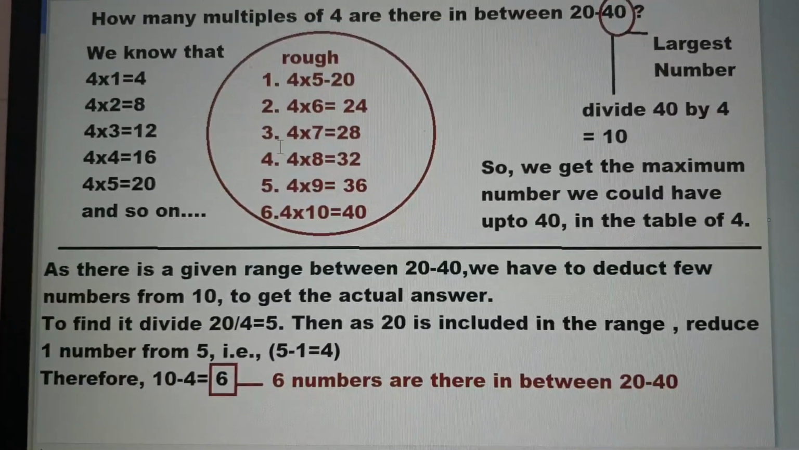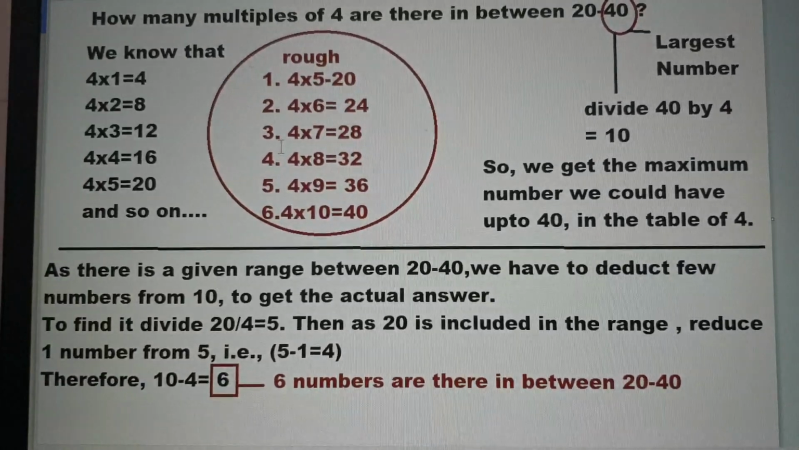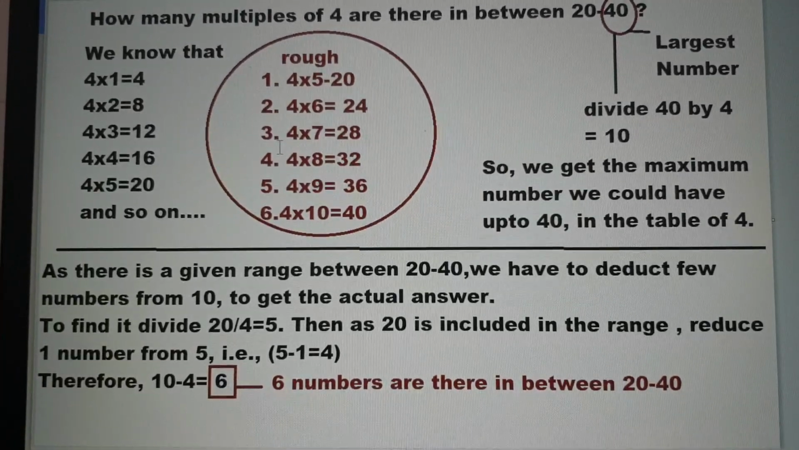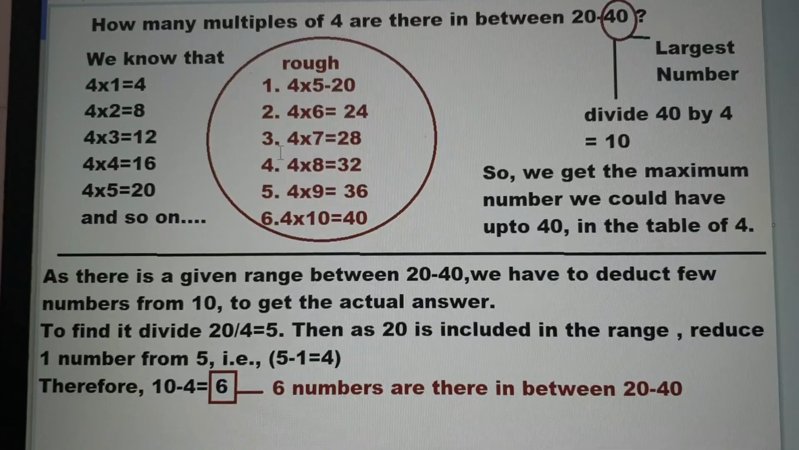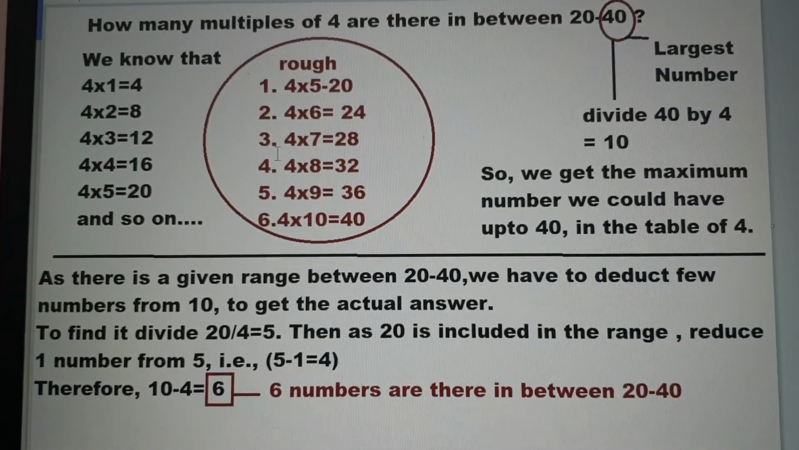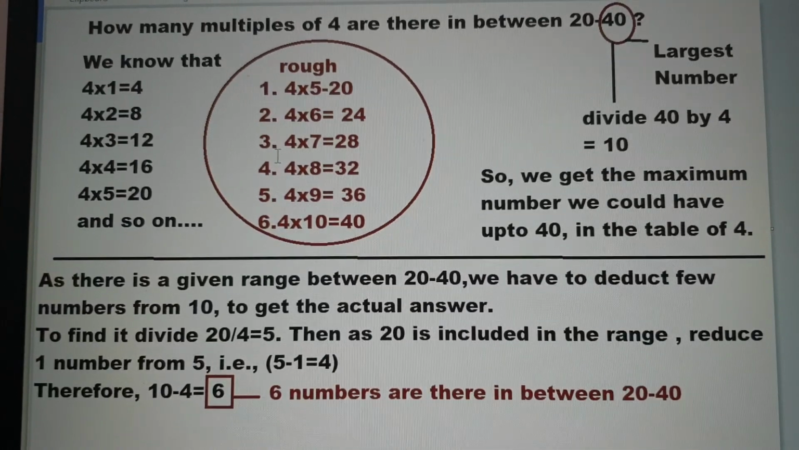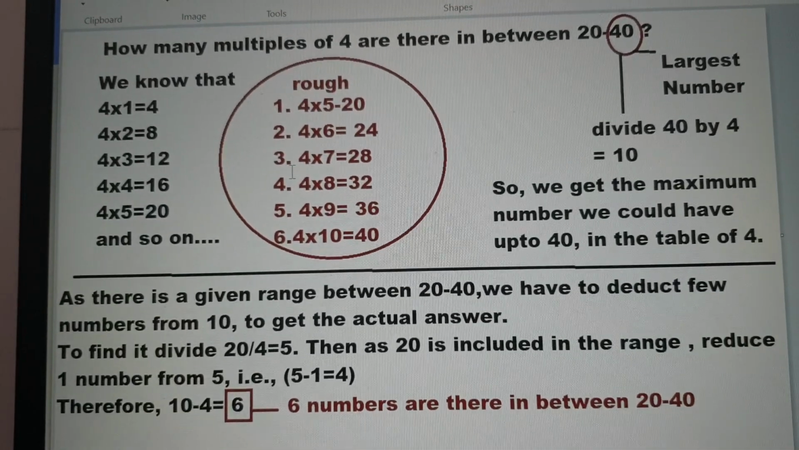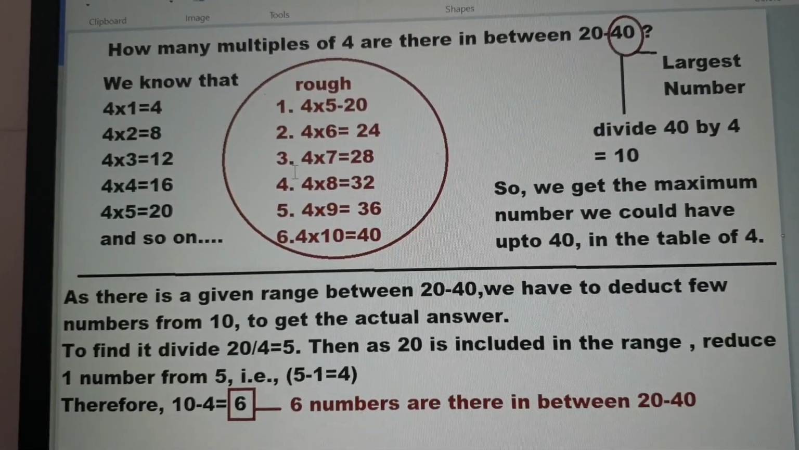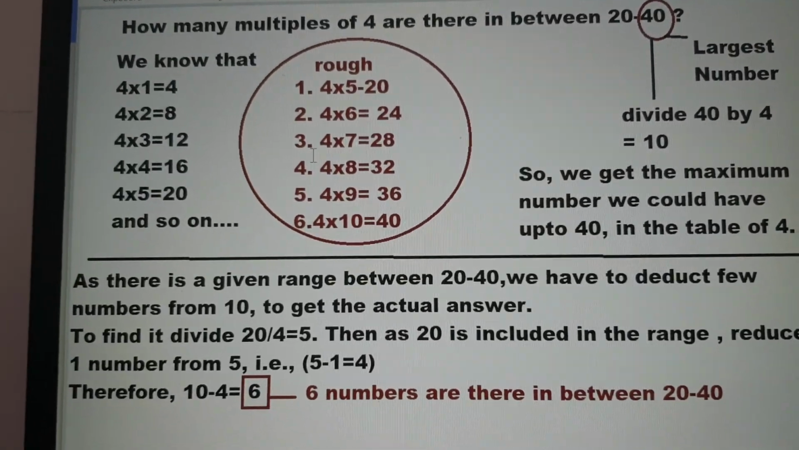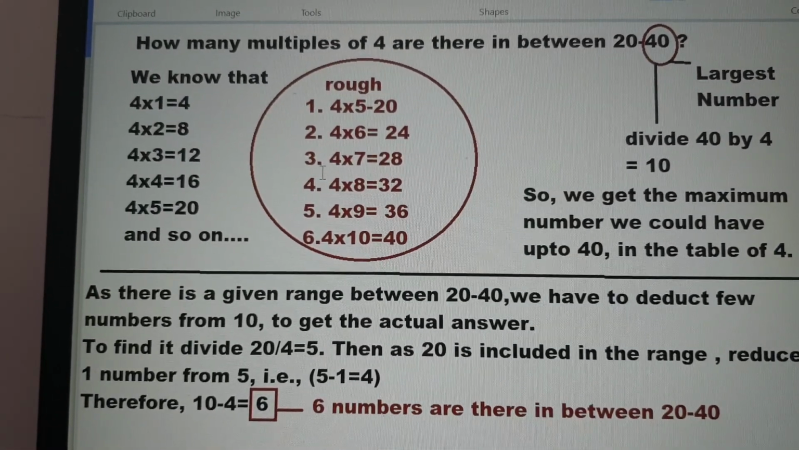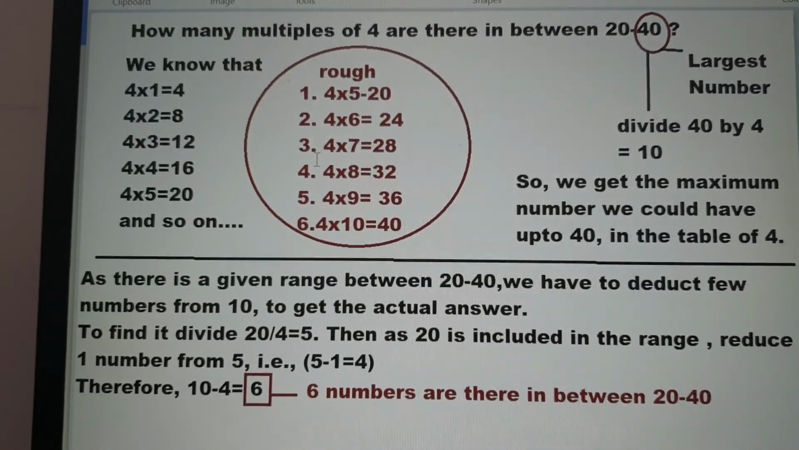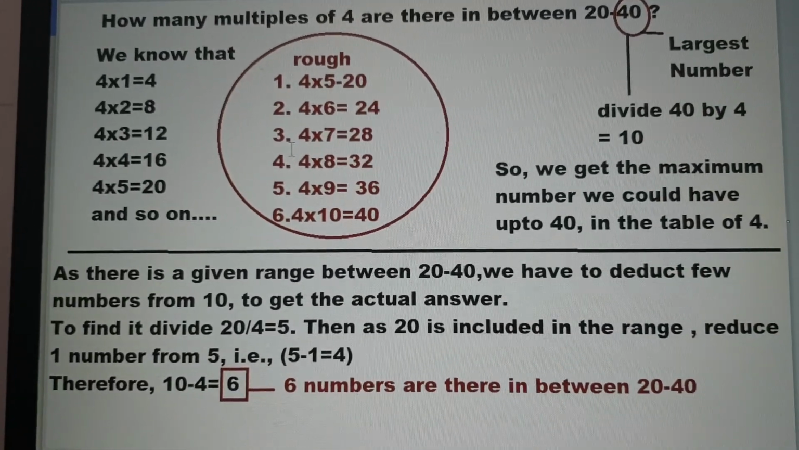So suppose we are given to find the range between 30 to 90, and the table is 3. In that case, what you have to do is first divide 90 by 3, the largest number, and then 30 by 3, the smallest number. After that, you have to reduce one number. Is it clear? I hope so. So in this way you can solve the problem.